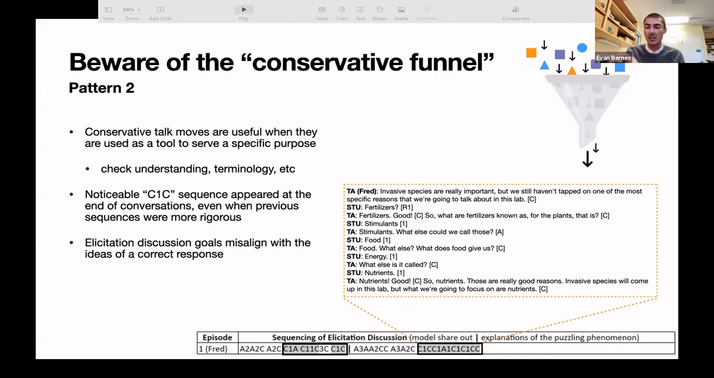We can actually see this in the first line that I've put here of our transcript from our TA. He says, we still haven't tapped on one of the most specific reasons. So he's looking for a specific idea to be presented, and he's trying to funnel his students to get there using conservative moves, which unfortunately lowered the overall rigor of that conversation. So elicitation discussion goals might misalign with the ideas of a correct response, and TAs need to consider this. And I'll talk about how we can combat this here in a moment.